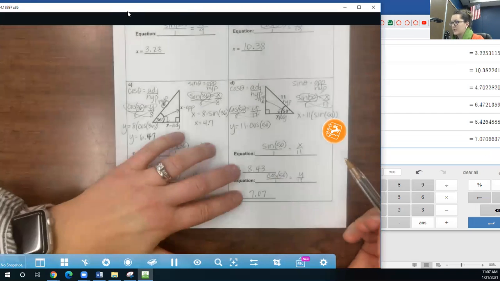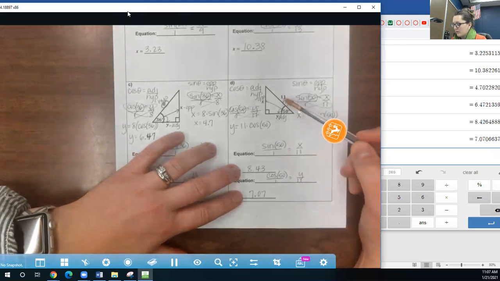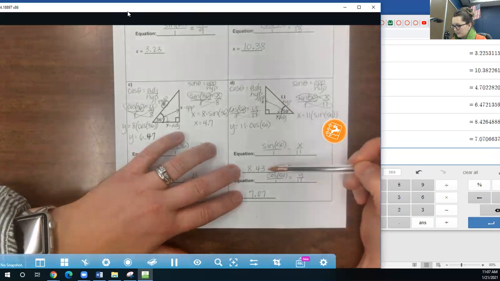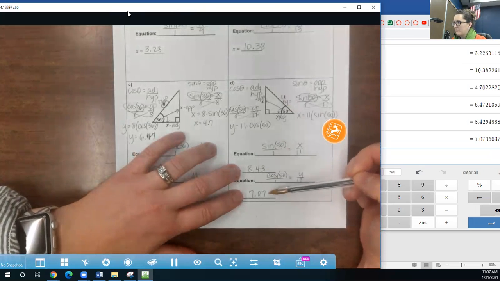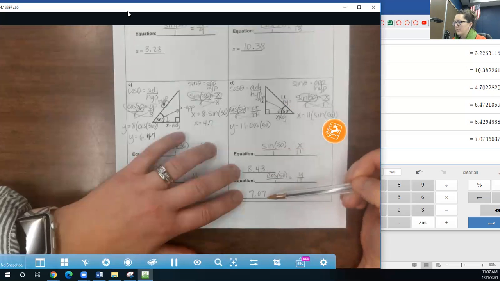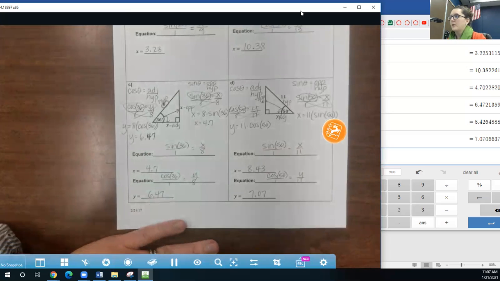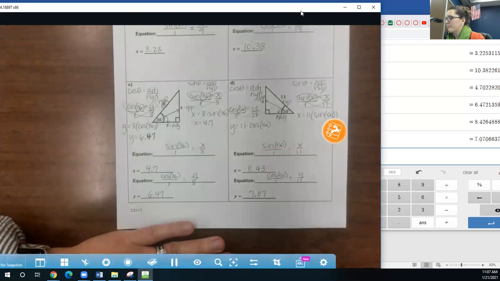Let's see if those are reasonable answers. 11 is my hypotenuse, so 11 is going to be the longest side. My other two sides are 8.43 and 7.07. That makes sense because they're both shorter than 11, okay? So always check for that. Sometimes it gets tricky. You plug it in and you feel like you have the right answer, but you use the wrong thing.